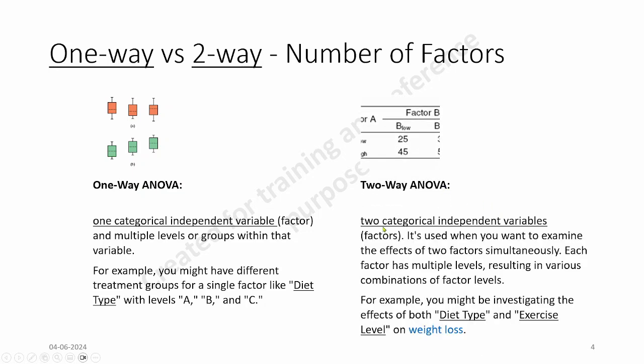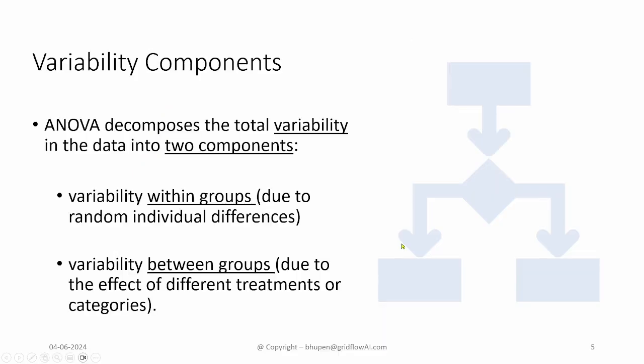Two-way ANOVA has two categorical variables. For example, if you're analyzing diet type and exercise level on the measurement called weight loss. So both of these variables are impacting or playing a role in weight loss or not. So it's called two-way ANOVA.